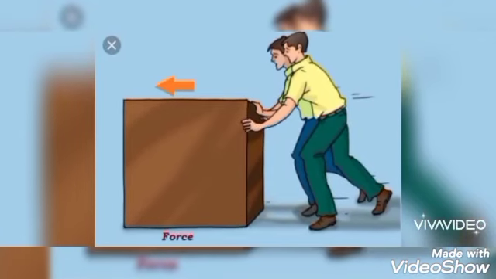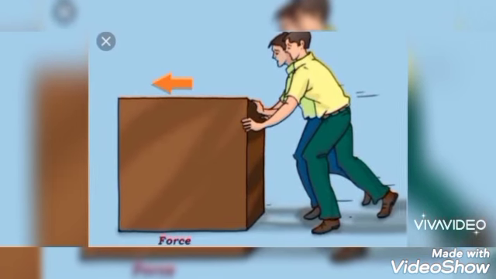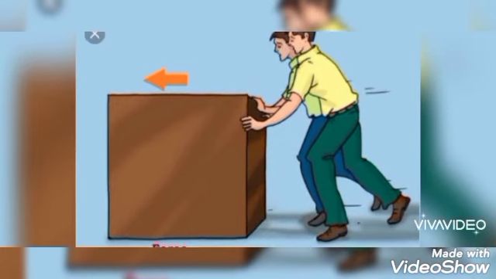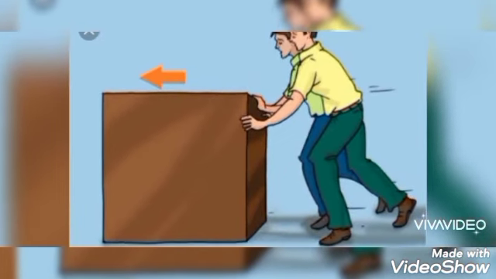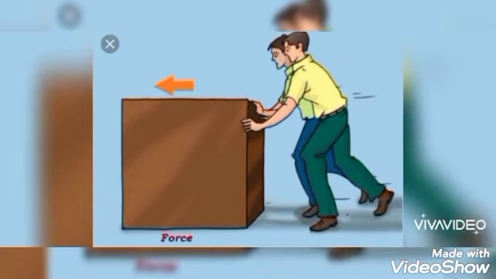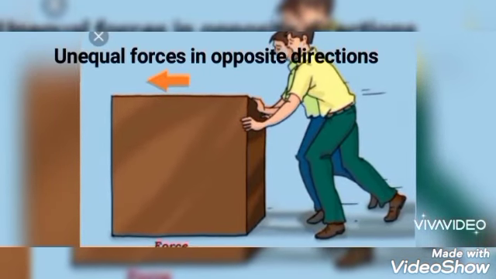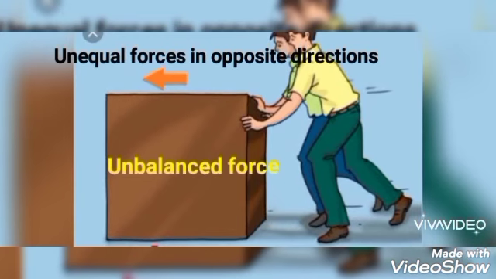In this picture, the two boys are pushing one side of the table. Then the table moves. Why? Because unequal forces are applied. So that is the unbalanced force.